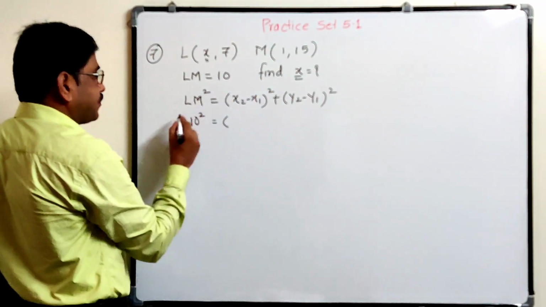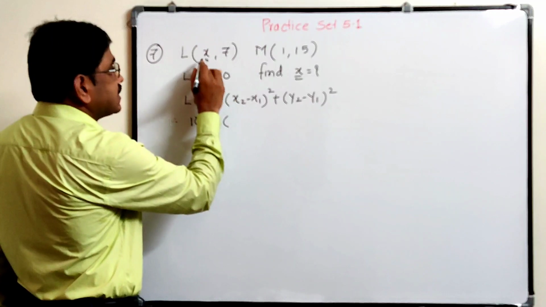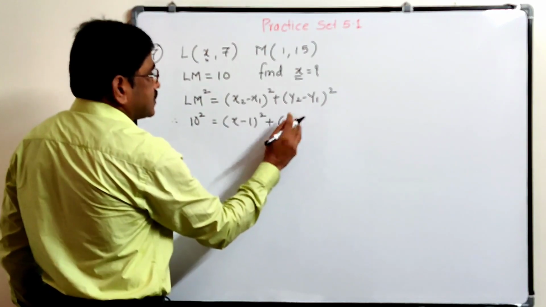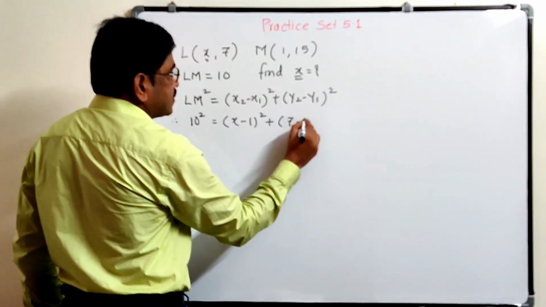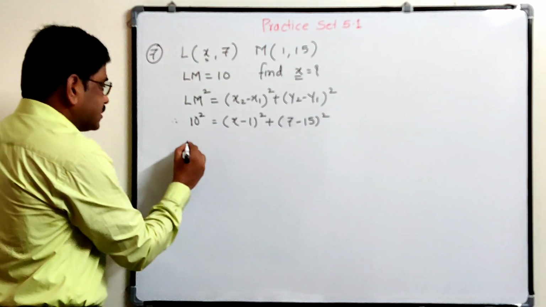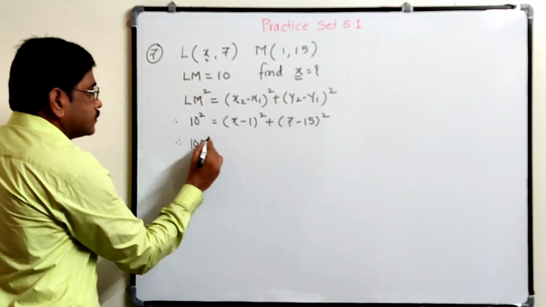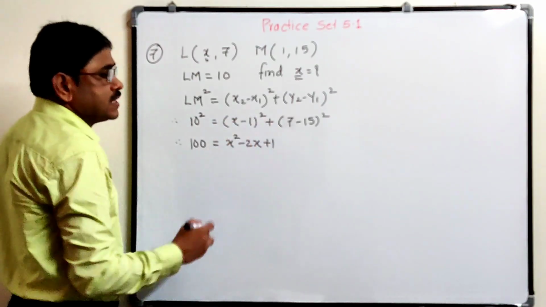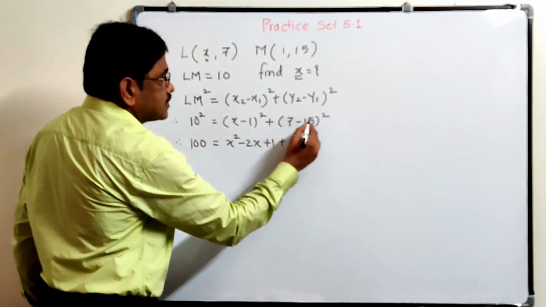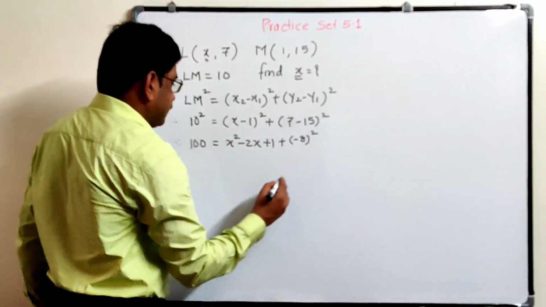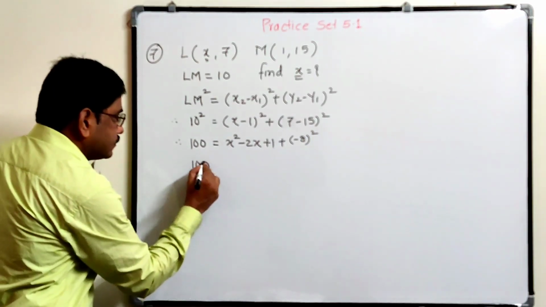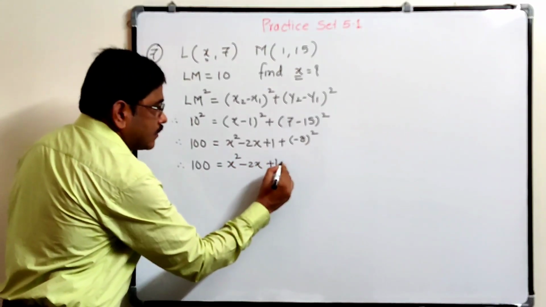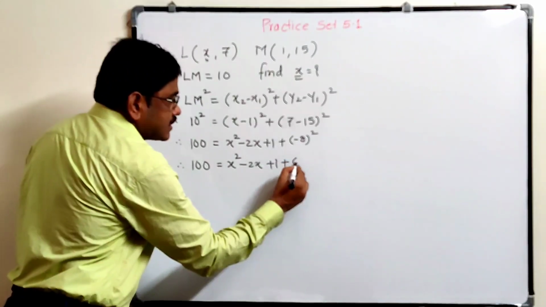LM is 10 given, therefore 10 square is equal to x2 means here x minus 1 bracket square plus 7 minus 15 bracket square. So 10 square is 100 is equal to x square minus 2x plus 1, the square of this one, plus this is 7 minus 15 is minus 8 square. So we get 100 is equal to x square minus 2x plus 1 and plus 8 square is 64.